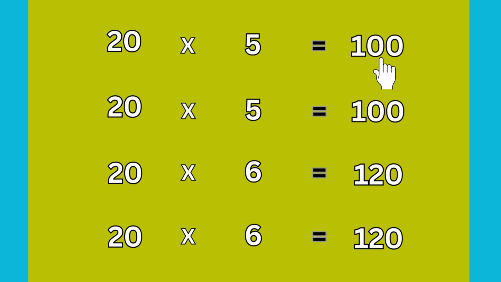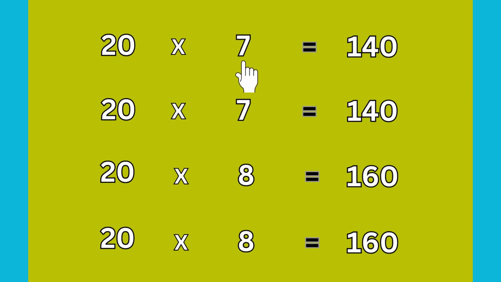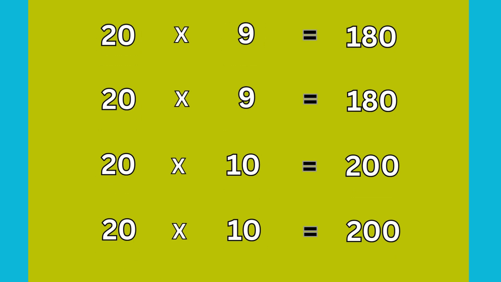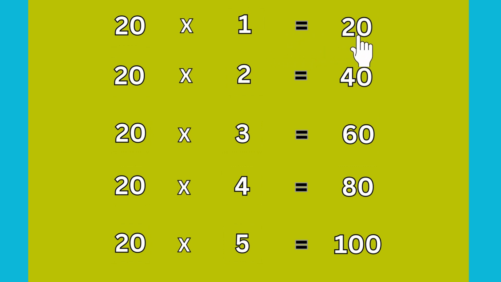20 fives are 100, 20 sixes are 120, 20 sevens are 140, 20 eights are 160, 20 nines are 180, 20 tens are 200.